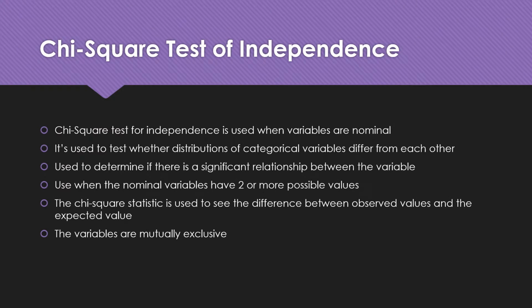So a chi-square test is used when variables are nominal. We use it to test whether distributions of categorical variables differ from each other, and it's used to determine if there is a significant relationship between the variables. We use it when nominal variables have 2 or more possible values, and it's used to see the difference between observed values and what we are expecting the values to be. And the variables are mutually exclusive.